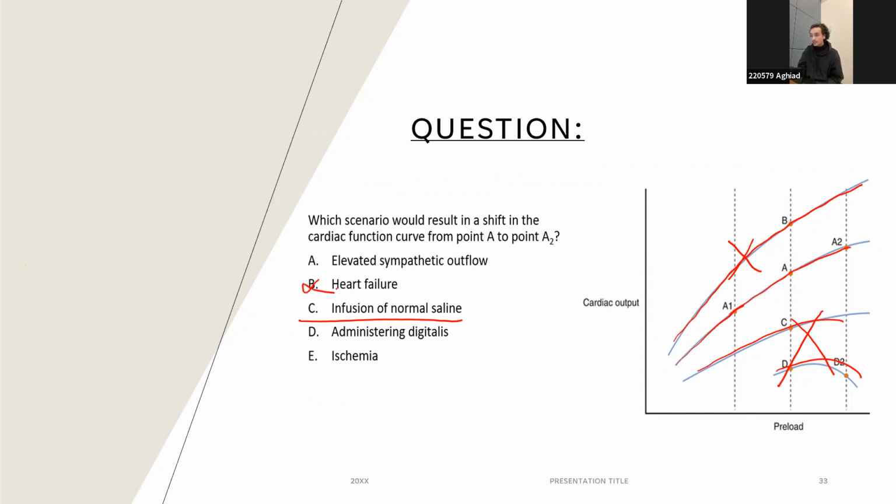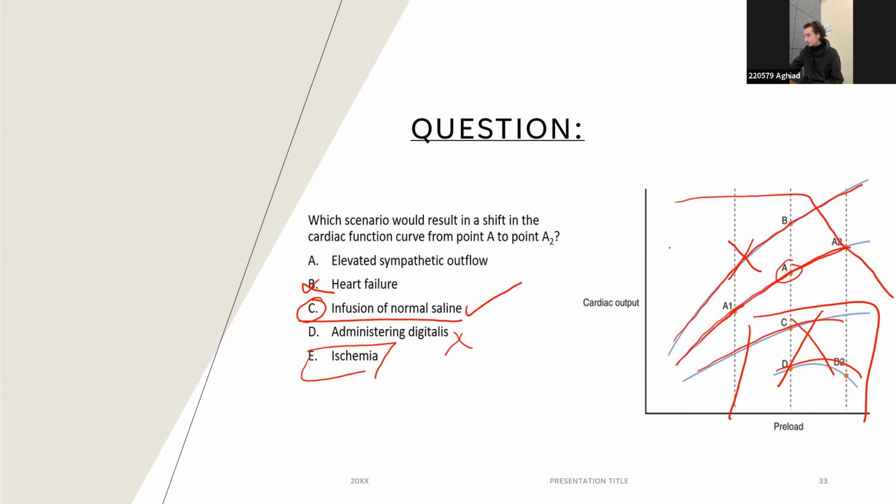So nothing has to do with heart failure, right? This is heart failure. Nothing has to do with administering digitalis, because cardiac function didn't change. We're still on the same line. Nothing has to do with this ischemia. So it is infusion of normal saline. Correct. I'm very proud of you guys, because if you see, that's the normal point. We're still on the same curve. We would just go up instead of going from here. Still the same cardiac function, no change.